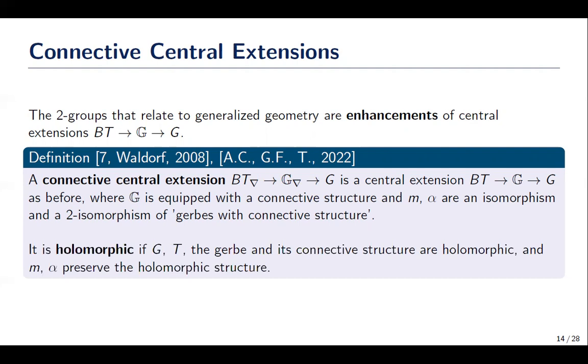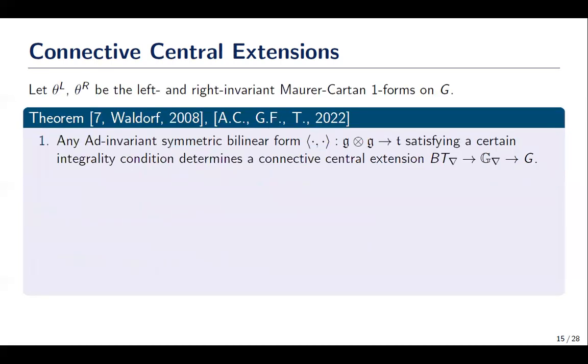So the first thing that comes to mind when one sees this abstract definition is what kind of examples there are of these things. And we have this theorem. The first part of the theorem, I'd say it's due to Waldorf. I don't know if this was already in the literature, I don't know. But when you have an Ad-invariant symmetric bilinear form from g times g to t, and well, you have to impose an integrality condition that I don't want to discuss here, you get a connective central extension of this kind. The string group is constructed in this way.